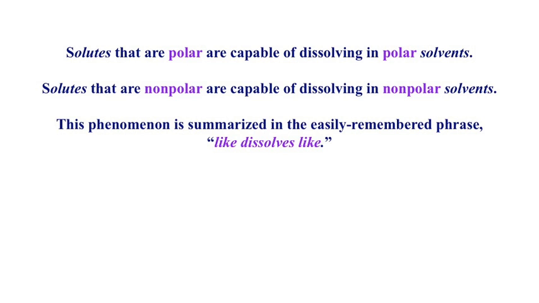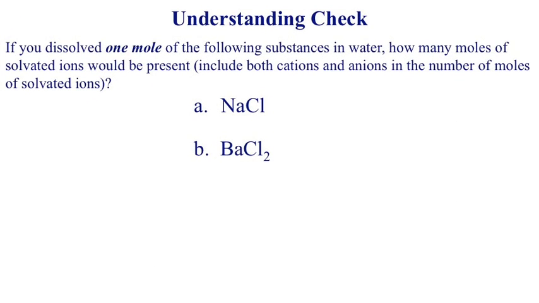Now I'd like you to work on a couple problems to check your understanding of the dissolution process. If you dissolve 1 mole of the following substances in water, how many moles of solvated ions would be present? Include both cations and anions in the number of moles of solvated ions. Click pause and work on the problem now.